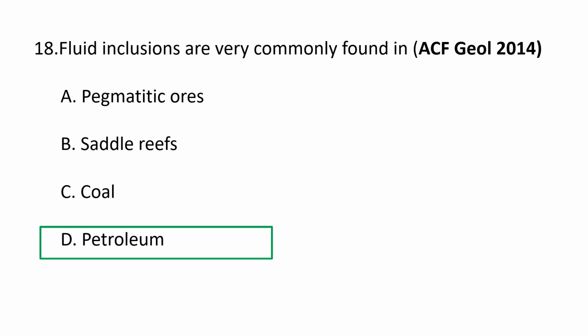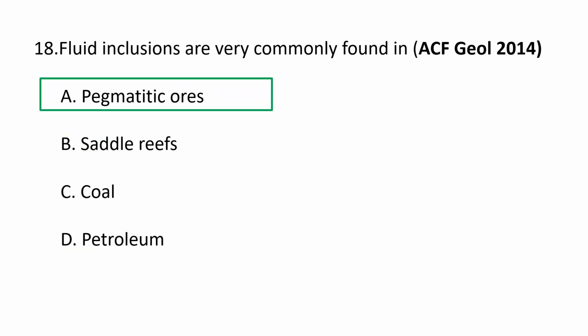Fluid inclusions are commonly found in pegmatitic ores. The center zones of complex pegmatites contain a wide variety of minerals. This is very important. The center zone of pegmatites contains a wide variety of minerals like tourmaline, topaz, garnet, spodumene, scapolite, beryl, apatite, fluorite, zircon, and various rare minerals are also seen, limited to only a few localities in the world. So these are very important. Fluid inclusions are very commonly found in pegmatitic ores. A is the correct option.